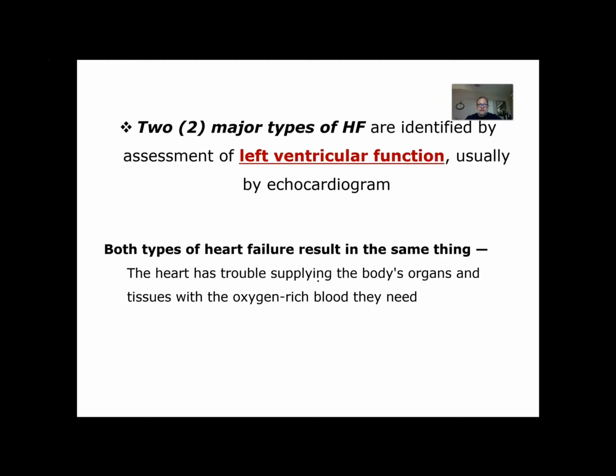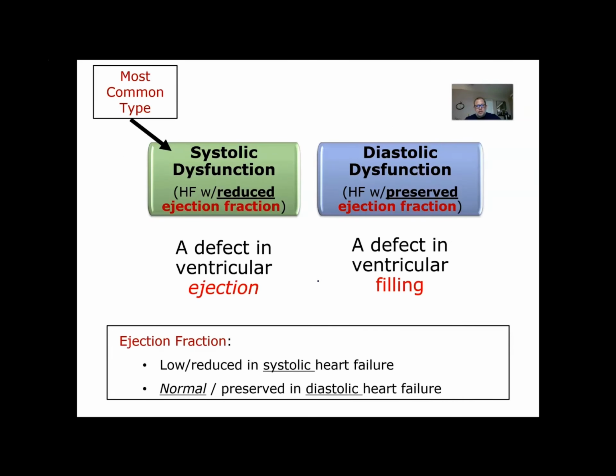There are two major types of heart failure identified by assessment of the left ventricular function, and usually this is done with an echocardiogram. Both types of heart failure result in the same thing: the heart has trouble supplying the body's organs and tissues with the blood they need. There's systolic dysfunction, and then there's diastolic dysfunction. In systolic dysfunction, it's a deficit in ventricular ejection, and diastolic is a defect in ventricular filling. So remember, the ejection fraction is low or reduced in systolic heart failure, and normal or preserved in diastolic heart failure.